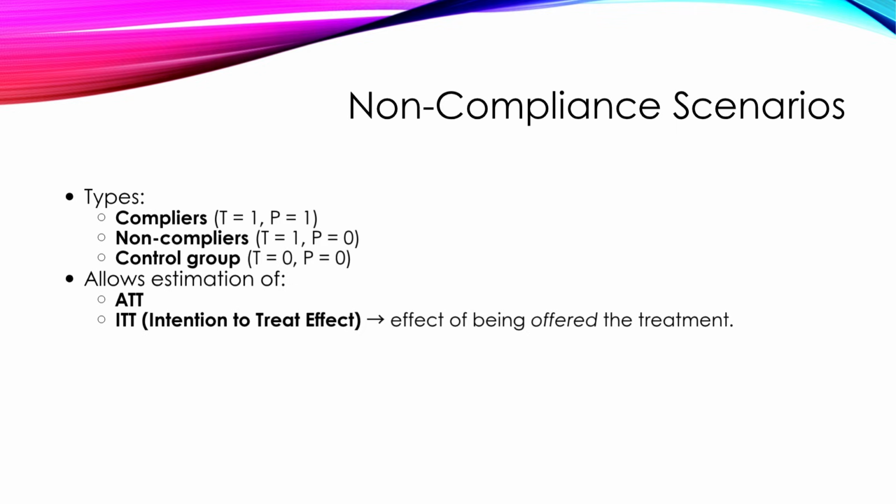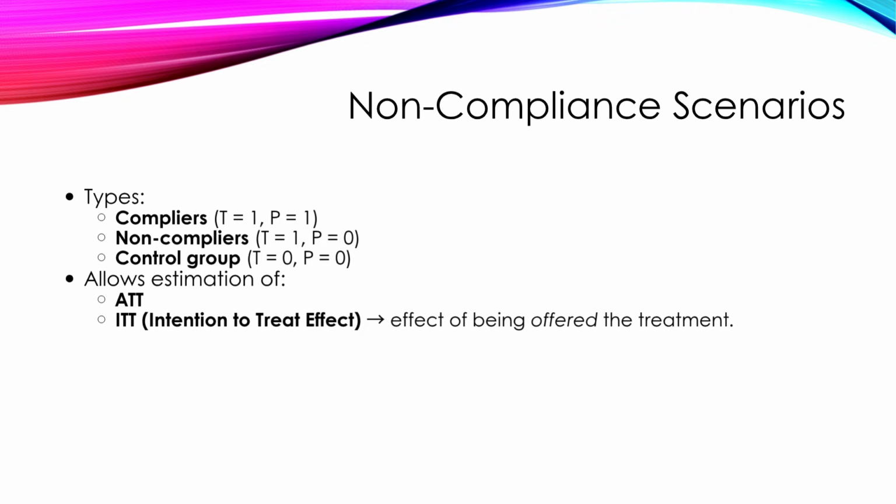And then if they're assigned to the control, then T is equal to 0, therefore they don't participate, so P is equal to 0. And then we estimate the average treatment effect, which is equal to the expected value of Y given that T is equal to 1 minus the expected value of Y given that T is equal to 0. And so the expected value of Y given T is equal to 1 estimates Y1, so they are treated, and then Y given that T is equal to 0 estimates Y0, meaning they are not treated.